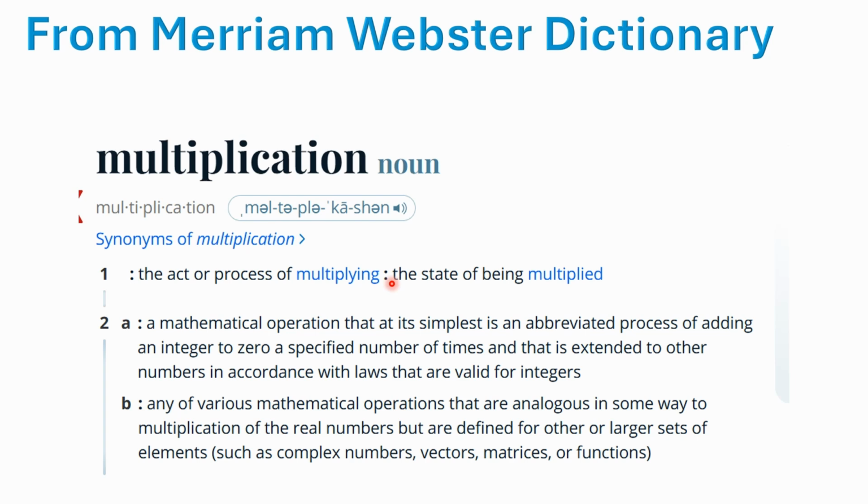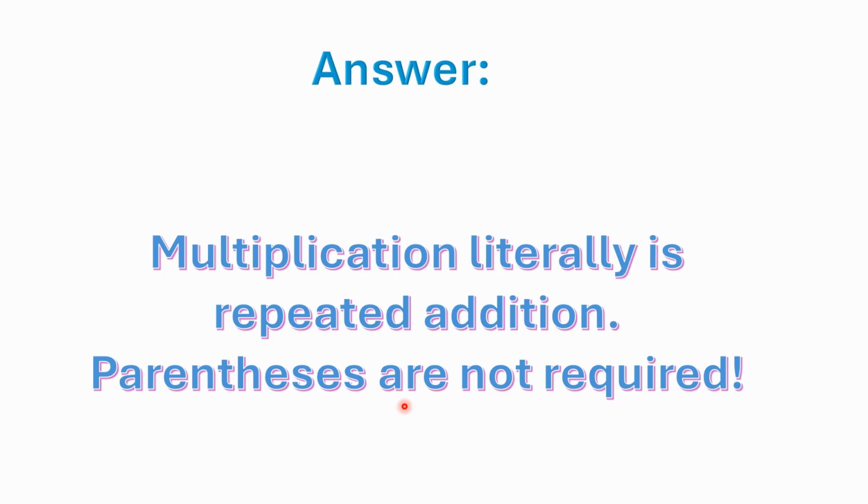Again, not true. Multiplication is repeated addition. It's kind of a long-worded way of saying it. From Merriam-Webster, they have a little more complicated way of saying it, but they call it a mathematical operation that at its simplest is an abbreviated process of adding an integer to zero a specified number of times. So adding an integer to zero a specified number of times that is extended to other numbers in accordance with laws that are valid for integers. So it's really just a long-winded way of saying multiplication literally is repeated addition.